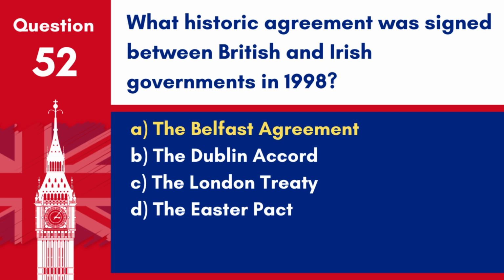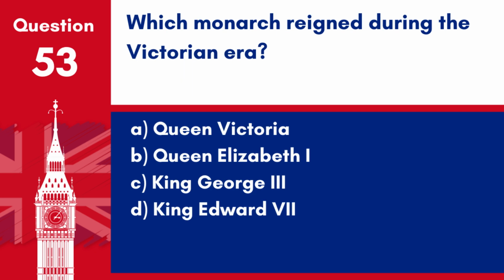Answer: A. The Belfast Agreement, also known as the Good Friday Agreement. This agreement helped to end most of the violence of the Troubles, a political conflict in Northern Ireland. Question 53. Which monarch reigned during the Victorian era? A. Queen Victoria. B. Queen Elizabeth I. C. King George III. D. King Edward VII.